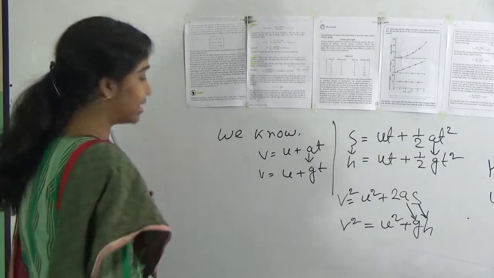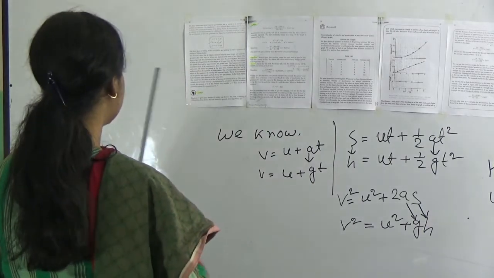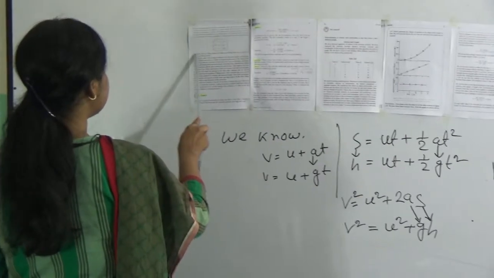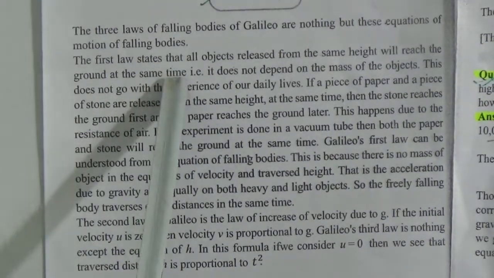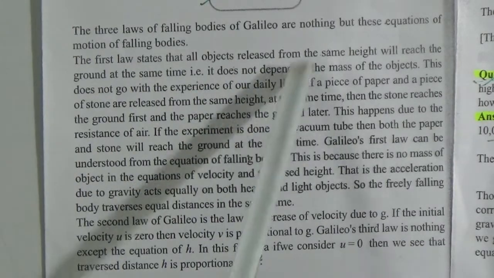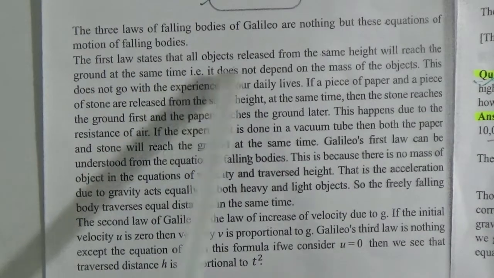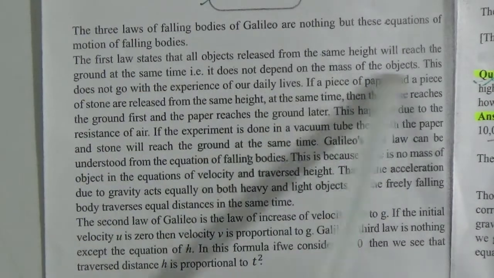I hope you have understood, my dear students. Now the three laws of falling bodies of Galileo, along with these equations of motion of falling bodies. The first law states that all objects released from the same height will reach the ground at the same time. It does not depend on the mass of the object.